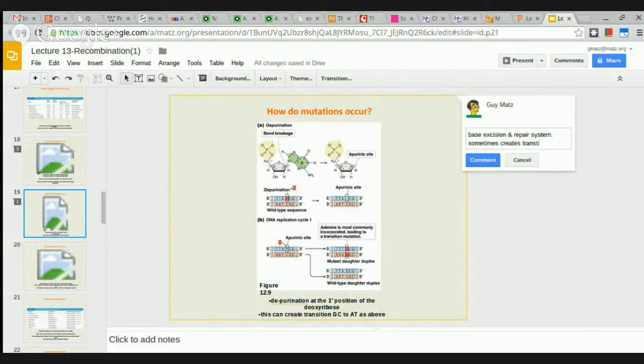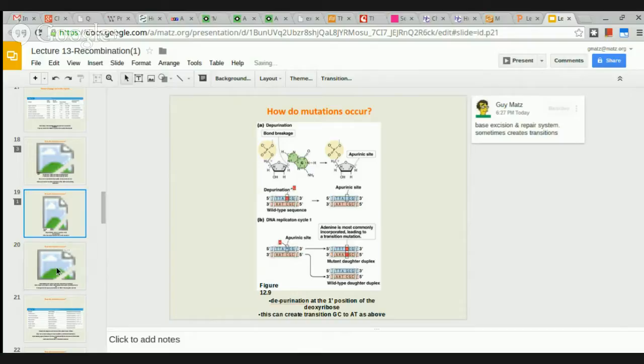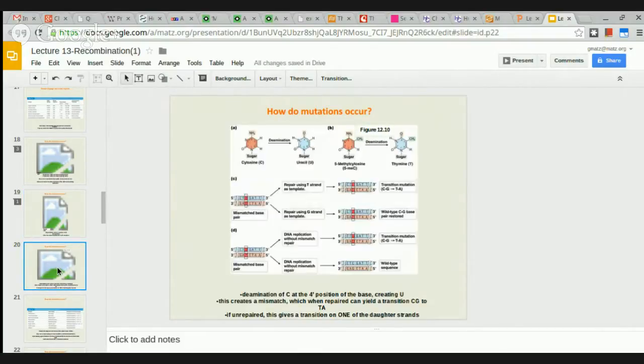C can do a lot of funky things, as I just told you. C can also deaminate at the 4' position. That creates uracil. And you remember C can be methylated, and deamination of methylcytosine gives you T. So in both cases, you get a transition.